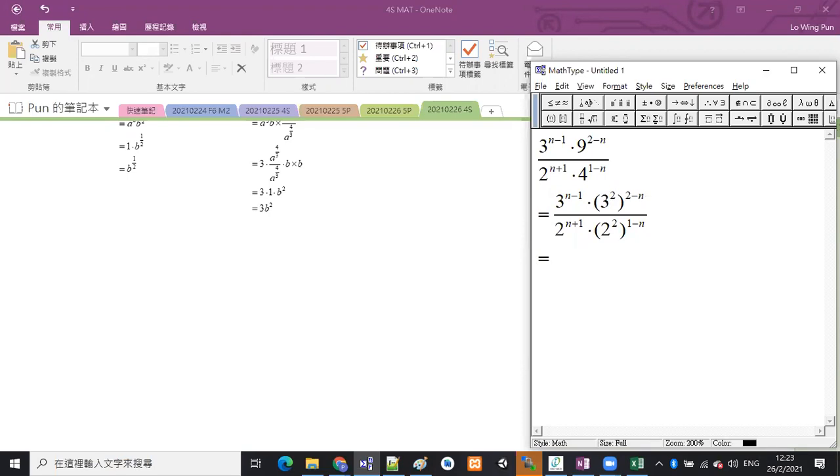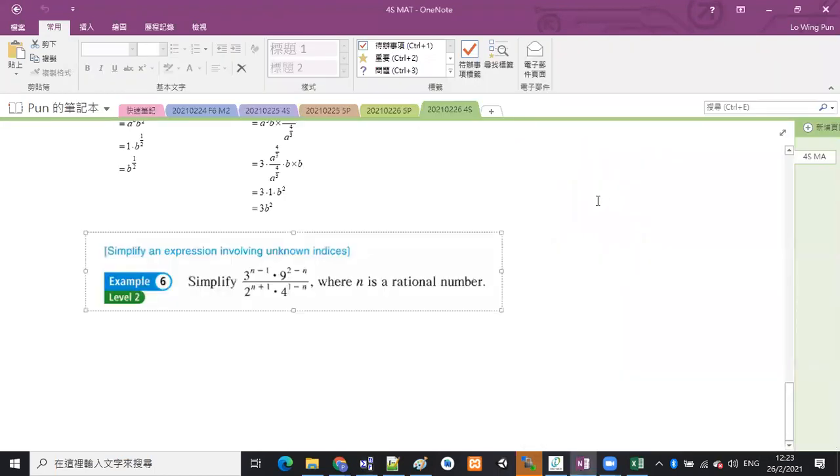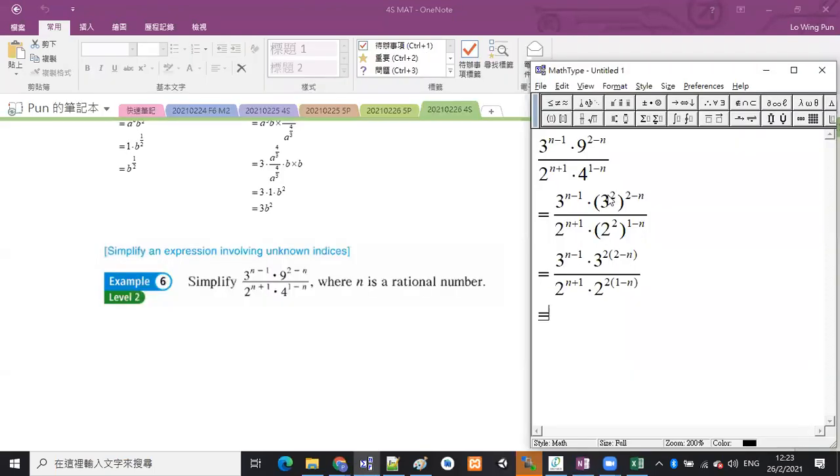When you have changed the base, then you will have a power of power. So you just handle the multiplication of powers first. It becomes 3 to the power 2 times 2 minus n. Okay, multiplying them together, and then 2 to the power n plus 1 times 2 to the power 2 times 1 minus n. And then you may multiply the bracket first. So 3 to the power n minus 1 times 3 to the power 4 minus 2n, right? And then 2 to the power n plus 1 times 2 to the power 2 minus 2n, like this.